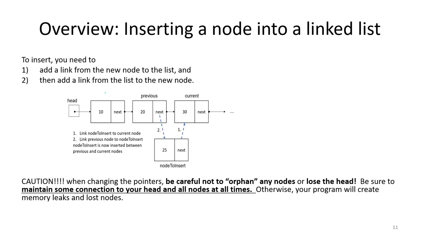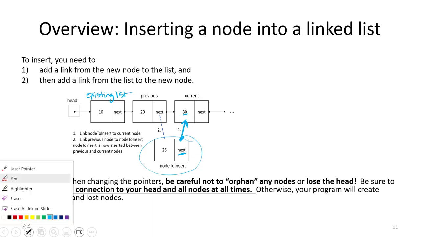Notice that there are two main steps for inserting nodes. The first thing we do after we create that node that we want to insert is we need to add some connection from our node to insert's next pointer to the location in the existing list. So we're attaching the node that we want to insert first to that location where we want our node to be attached.